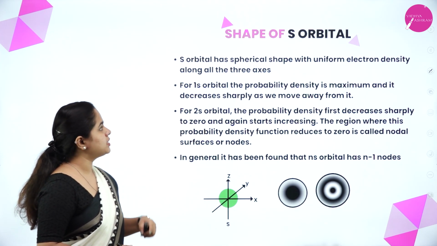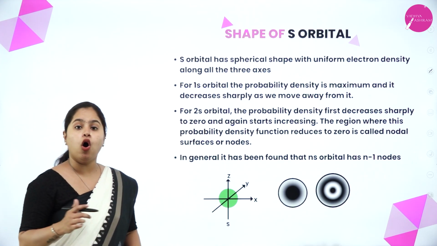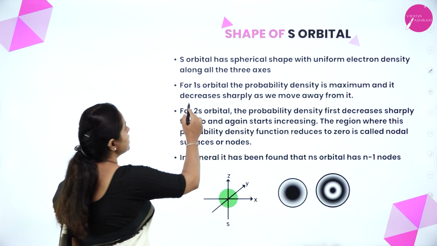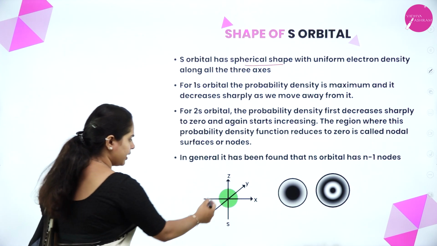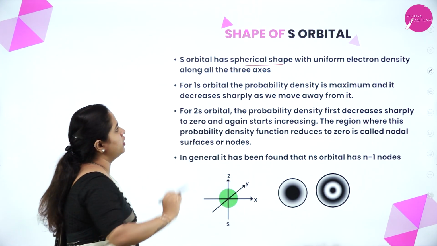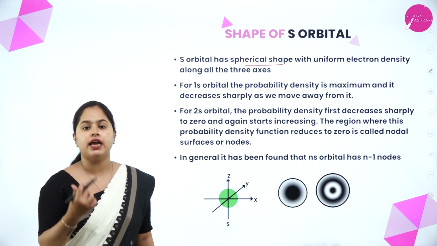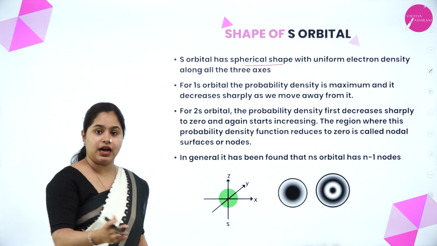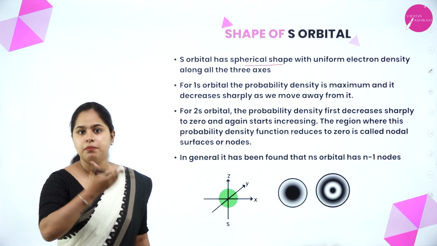Now S orbital has spherical shape with uniform electron density along all the 3 axes. So as you can see, S orbital is having a spherical shape. Yes, it is having a spherical shape and uniform electron density along all the three axes. So the probability of finding electron along all the three axes will be the same, as it is having a spherical shape or symmetric, we can say.